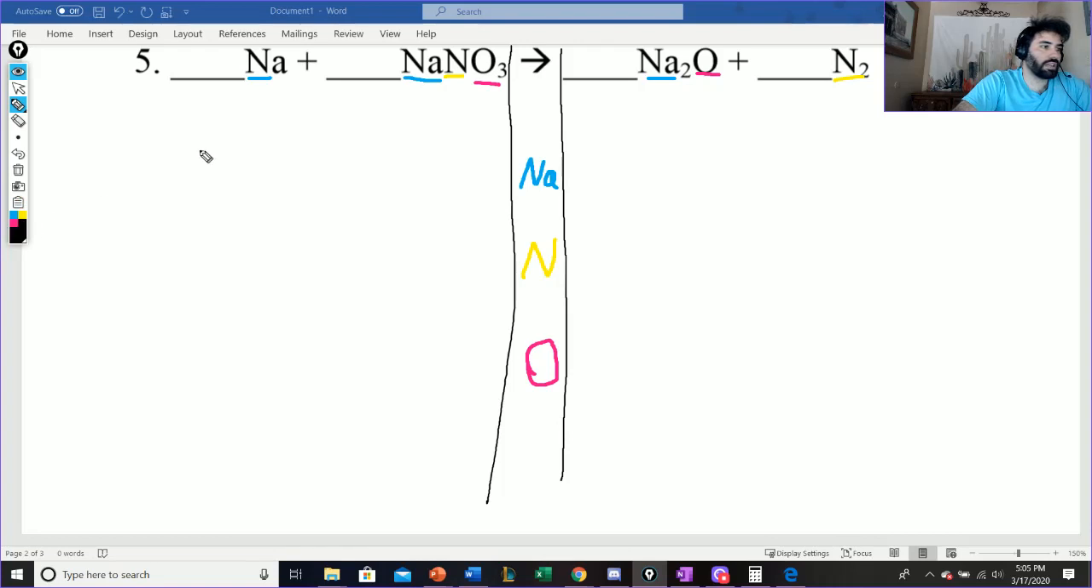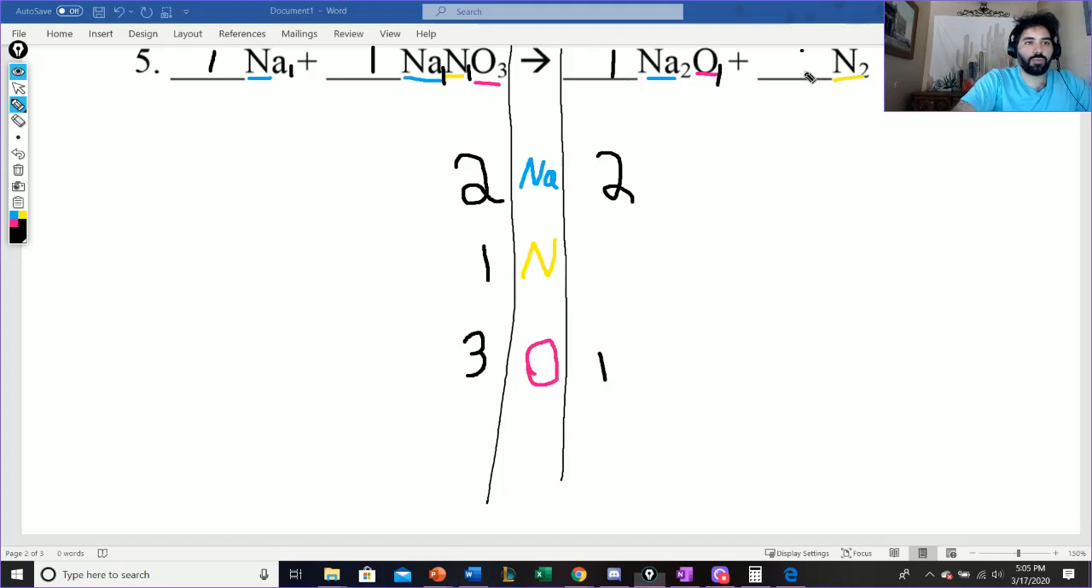So now let's count what we got. I have 1 times 1 sodiums and 1 times 1. So I have 1 plus 1, which is 2 total sodiums on the left-hand side. For nitrogen, I have 1 times 1. I only have 1 nitrogen. For oxygen, I have 1 times 3, 3 total oxygens. On the right-hand side, I have 1 times 2, I have 2 sodiums. I have 1 times 1, I have 1 oxygen.